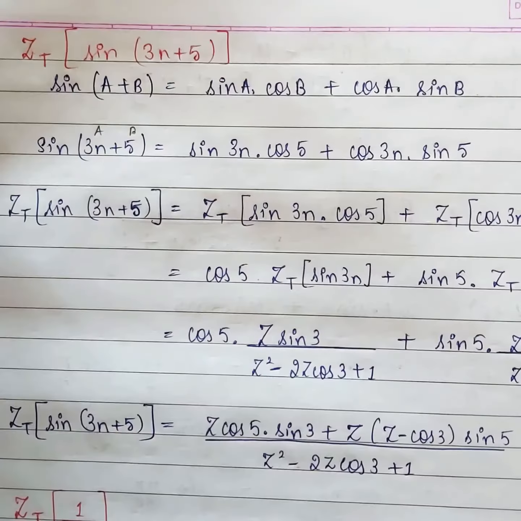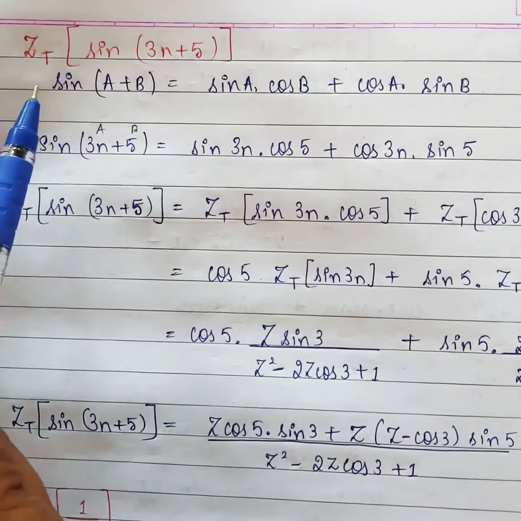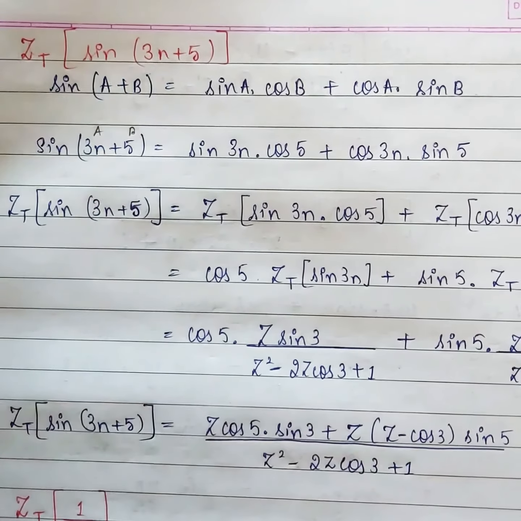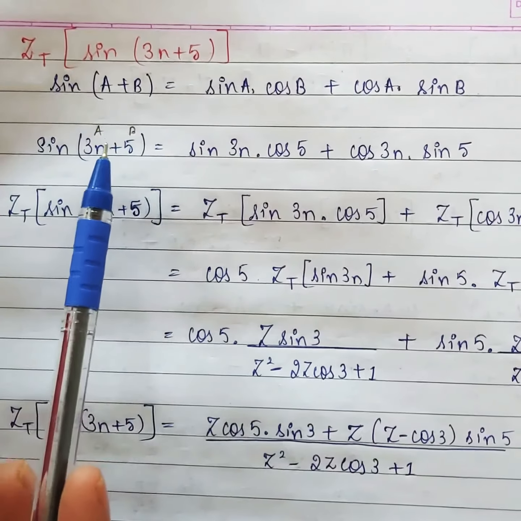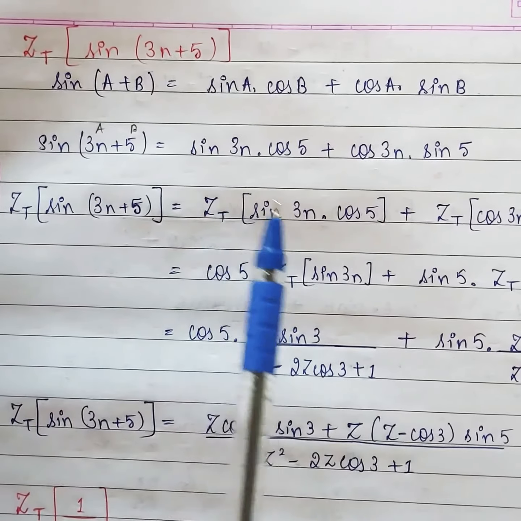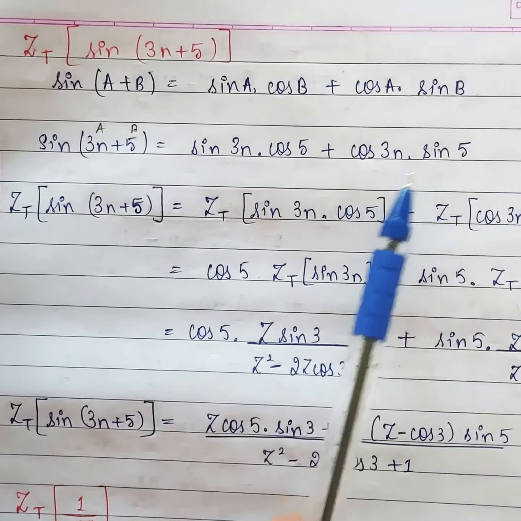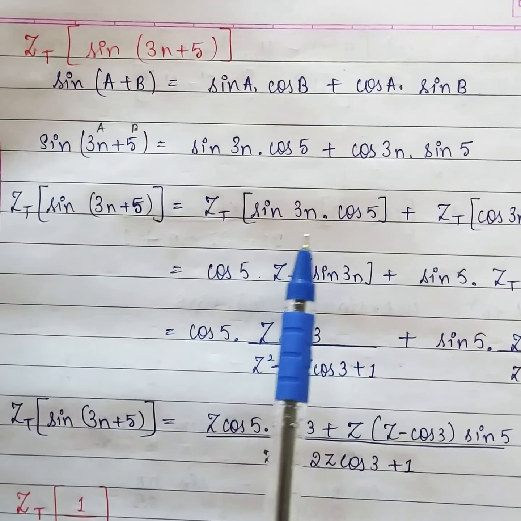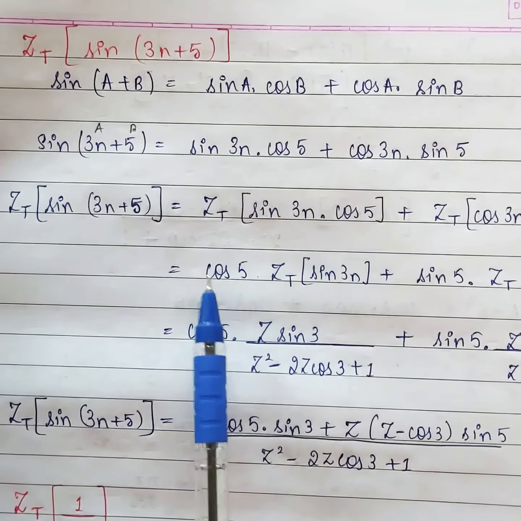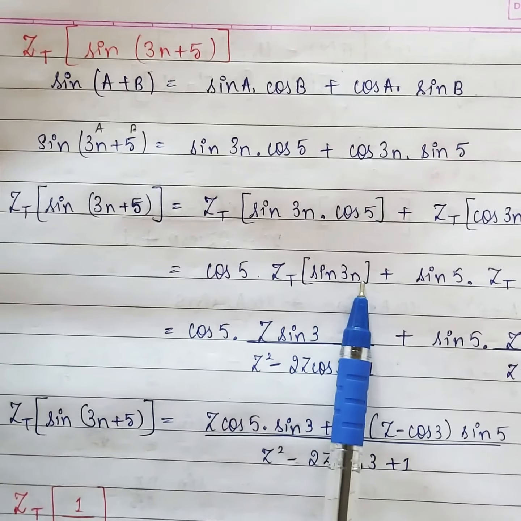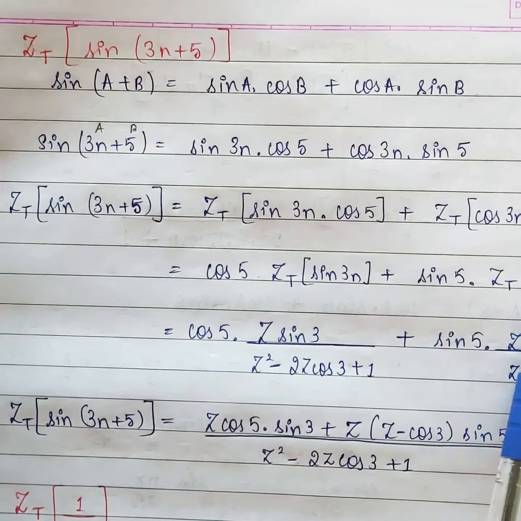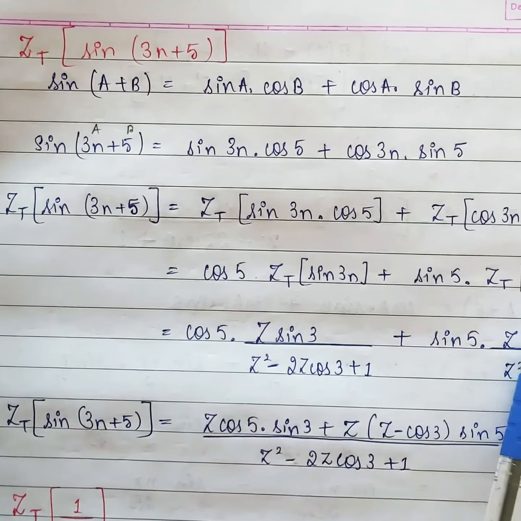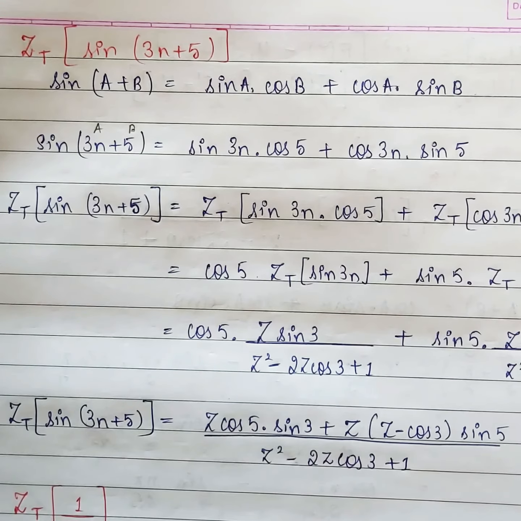This is the value. And if you see this problem, Z transform of sin 3n plus 5. This is nothing but sin a plus b, which is sin a cos b plus cos a sin b. So sin 3n cos 5 plus cos 3n sin 5. Okay, so this is just a constant, so you can take it out: Z transform of sin 3n plus sin 5 into Z transform of cos 3n. So now we will be using the formula over here.